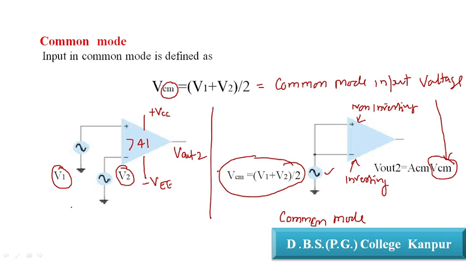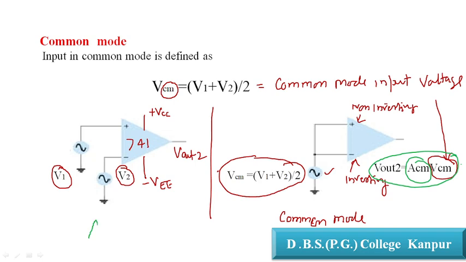We are discussing, taking some new color. I take a green color. This becomes Vout2 equals ACM into VCM. So VCM is a common mode voltage and ACM is a common mode gain. Okay, so output 2 becomes ACM into VCM. VCM is a common mode input voltage and ACM is a common mode gain.